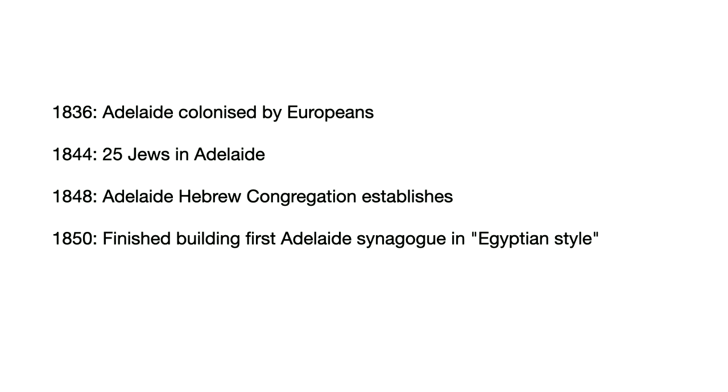So in 1836, just 187 years ago, Adelaide was colonized by Europeans. And as with much of the history of Australia, there have been Jews there since the beginning. In 1844, though, there were just 25 Jews in the colony here in Adelaide. And as that number grew, they built the first synagogue here in Adelaide. And the community still kept growing.